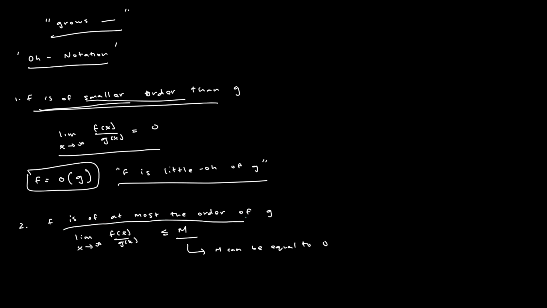What this is saying is that if f is of at most the order of g, all that means is the highest rate at which f grows is the same rate at which g grows, but f could also be growing at a smaller rate than g. And if it is growing at a smaller rate than g, then this limit will evaluate to 0. So when f is of at most the order of g, f can be equal to little o of g, but it could also be growing at the same rate as g.